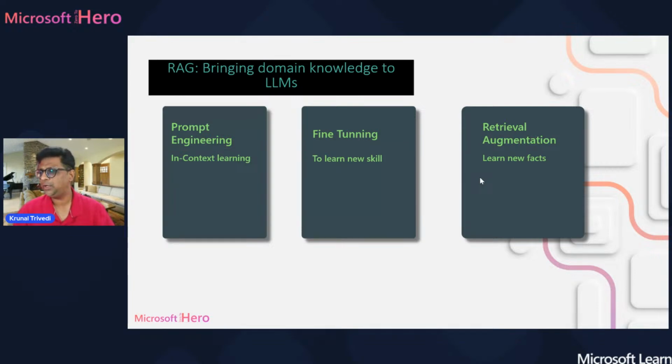The second thing is fine tuning. In fine tuning, you train the LLM to learn a new skill, and that is the most difficult thing because it consumes time.